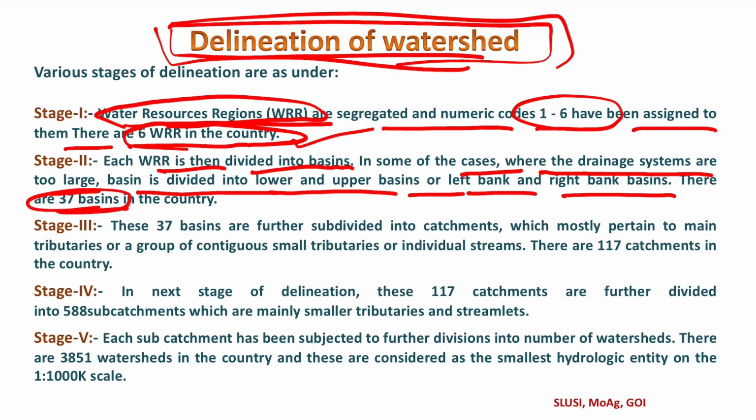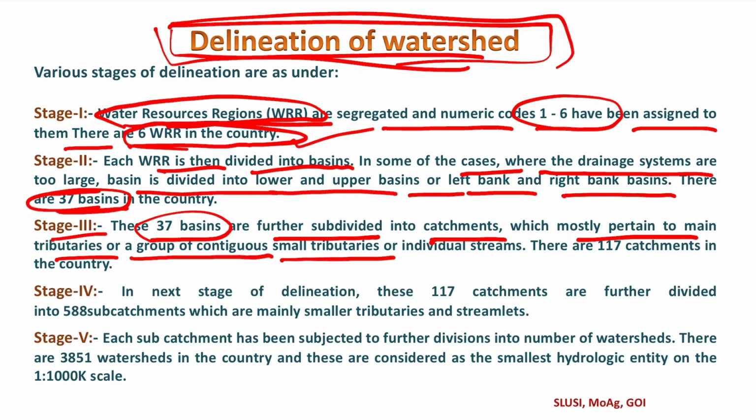There are a total of 37 basins in our country. So there are 6 water resource regions, and then 37 basins. Then in stage 3, the 37 basins are further subdivided into catchments, which mostly pertain to main tributaries or a group of contiguous small tributaries or individual streams.